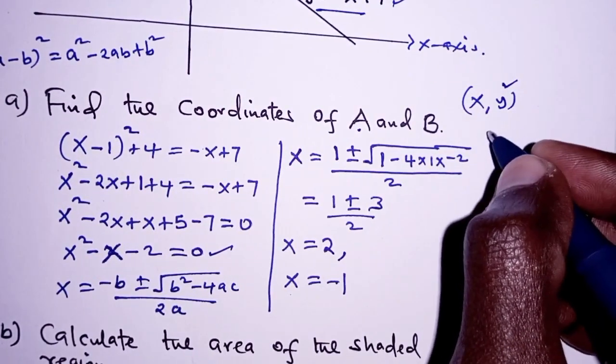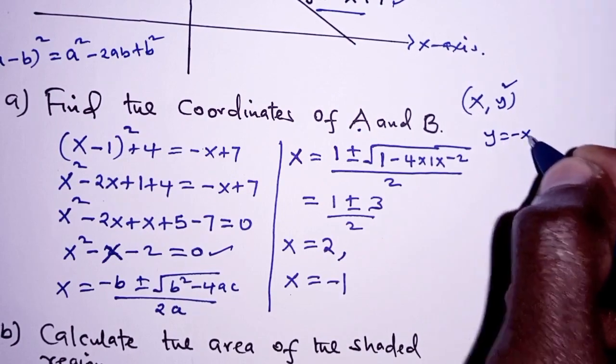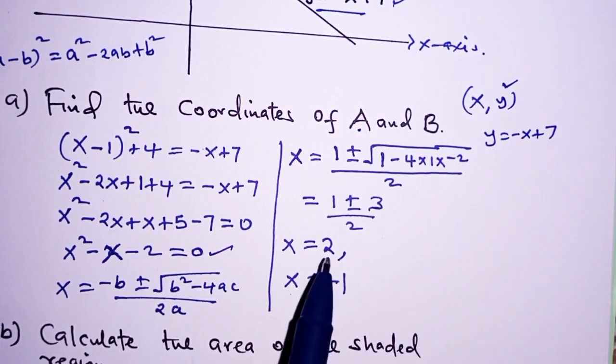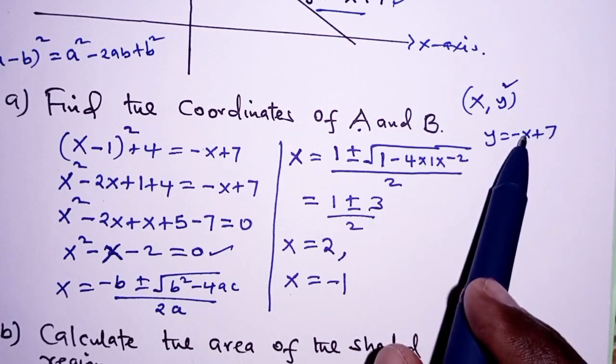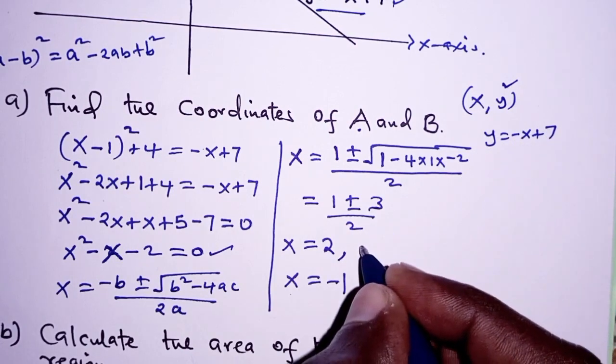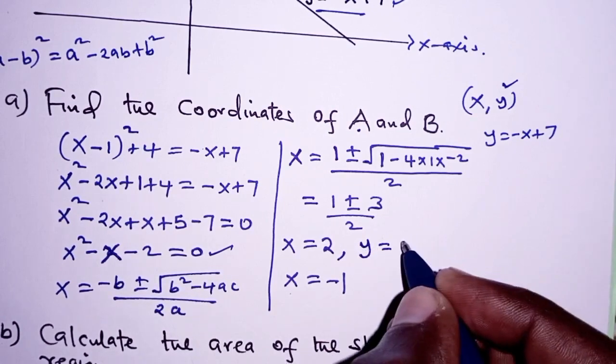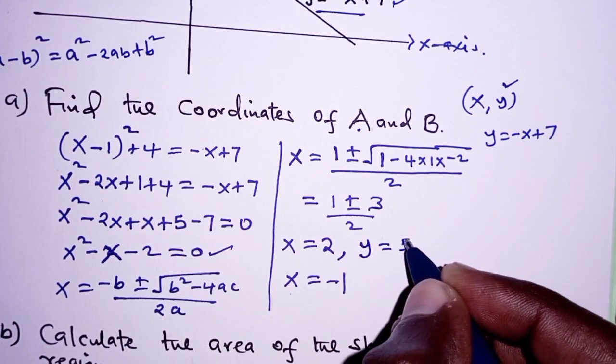So let me just write it here. y is equal to negative x plus 7. So when you substitute, if x is 2, y becomes 7 minus 2, which is 5. So y is equal to 5.